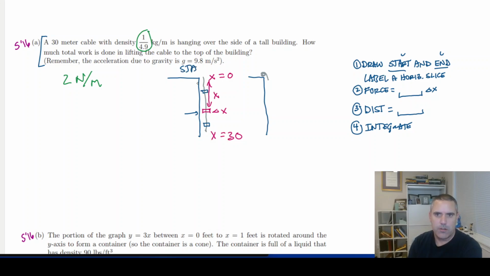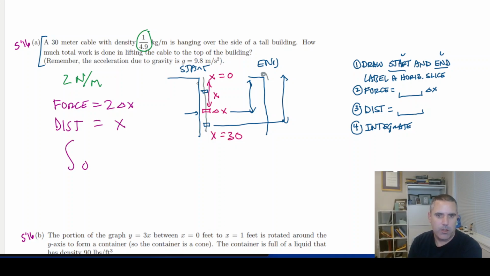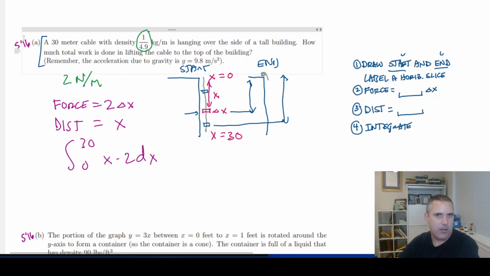Notice I drew the start and the end because I'd like to know for one of these, how far does it go? Well, it gets lifted to the top. How far does this go? Well, it gets lifted to the top. And we're basically done if we know how to read that. So at a given x, how much does it weigh? Well, the force is going to be 2 times delta x, the thickness of the book. The distance is going to be x. And we'd like to integrate from 0 to 30, x times 2 dx. Now, if you compare that to the last video, we got the exact same thing. It's just a different way of thinking about it.